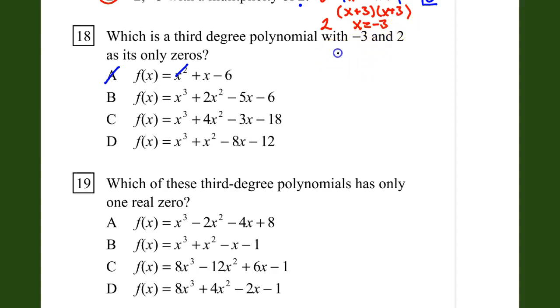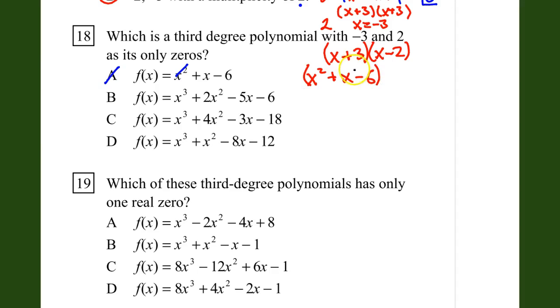So we're going to start by multiplying these together as factors. -3 as a zero will be a factor of x plus 3. 2 as a zero will be a factor of x minus 2. And just multiply those together. So we'll have x squared, 3 minus 2 is 1, plus x, and then minus 6.